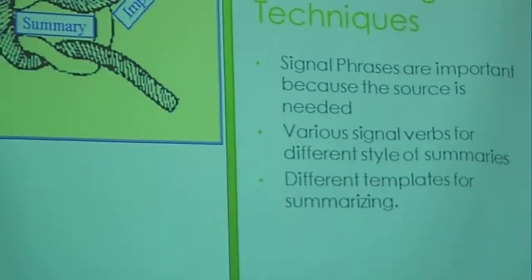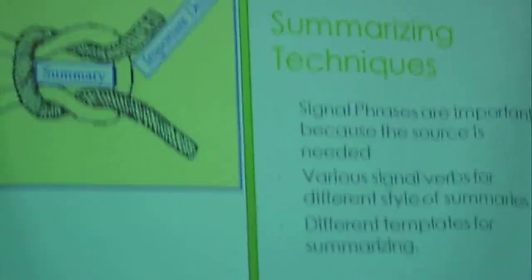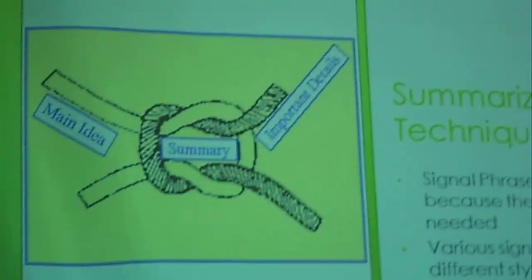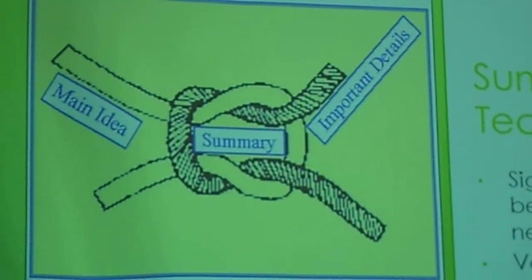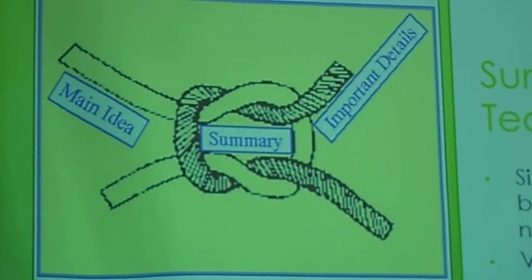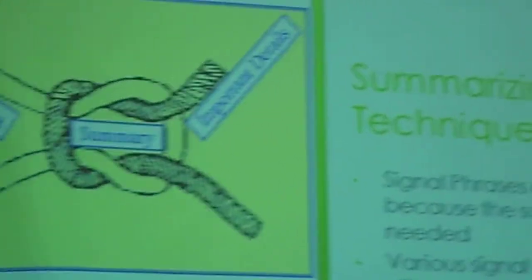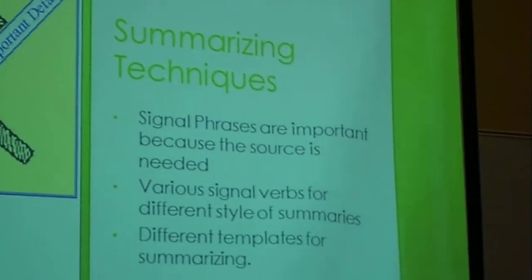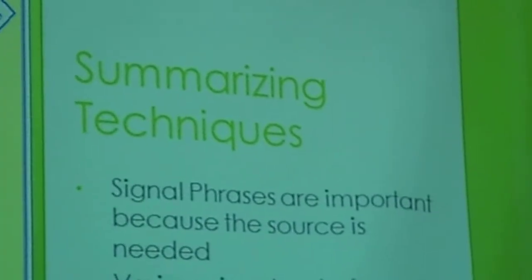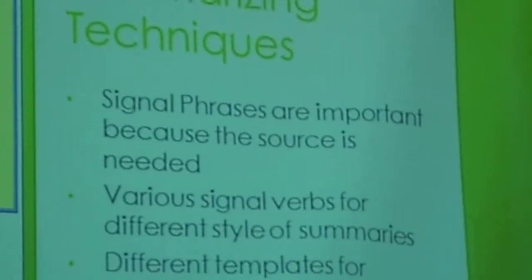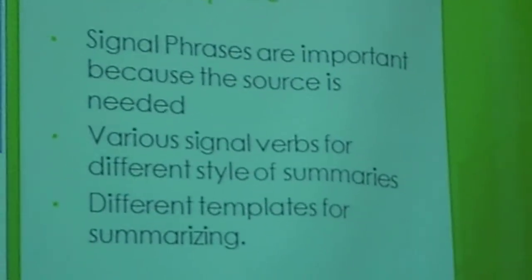And I want to look at some more techniques. Signal phrases, like Preston and Mitchell talked about, are important in summarizing because you have to know who you're summarizing. The reader needs to know what you're talking about. And the best way to do that is with signal phrases. Chapter 2 went over that, showing good examples of signal phrases. I kind of like that picture there, like that knot is good for summarizing.